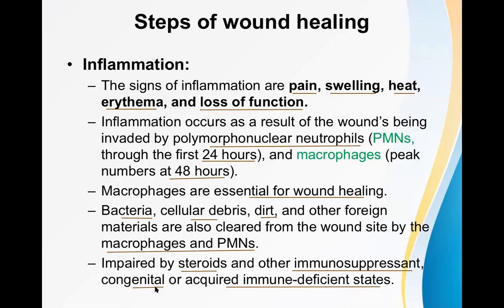Let me repeat again. Bruton agammaglobulinemia, common variable immunodeficiency disorder, severe combined immunodeficiency disorder, Wiskott-Aldrich syndrome, and DiGeorge syndrome. These all are congenital ones. And acquired, these days the most important acquired immunodeficiency disorder, which is also considered a pandemic.